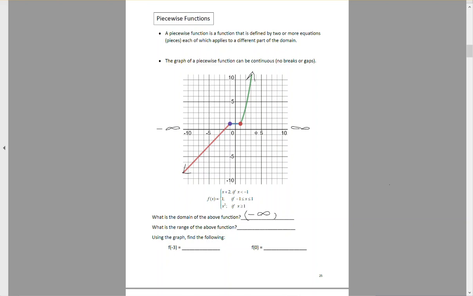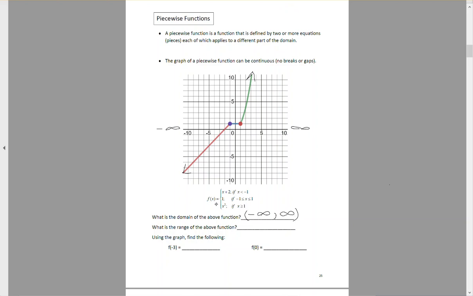Well, it looks like maybe it stops at 1, 2, 3, but because that's not a solid dot there, it keeps on going up and out. So that means at 5, there's going to be a value. At 10, there's going to be some value way up here. So this is going to keep on going out to infinity. And again, with a parenthesis.